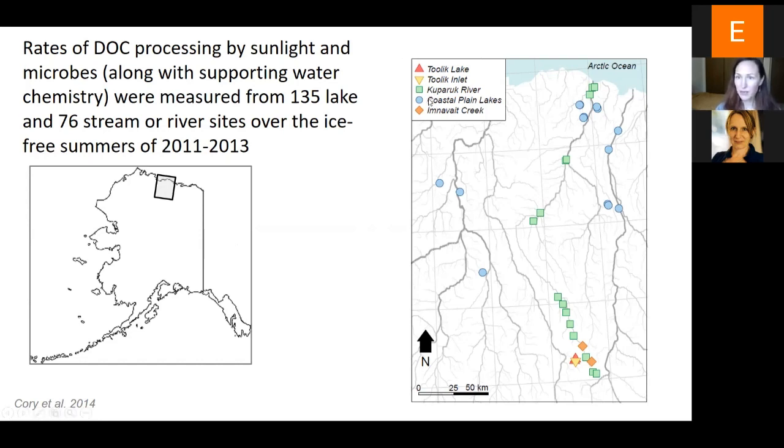Likewise, we sampled several streams and rivers, including the Kuparuk River, which is a major river draining the north slope of Alaska. And several times throughout the summer, every summer, we sampled the Kuparuk River at these different sites, from its headwaters in the Brooks Range all the way to its mouth at the Arctic Ocean. And what we found by studying these waters repeatedly over time is that the DOC in some of them is really good at producing CO2, whereas we got less CO2 from the DOC in other waters.